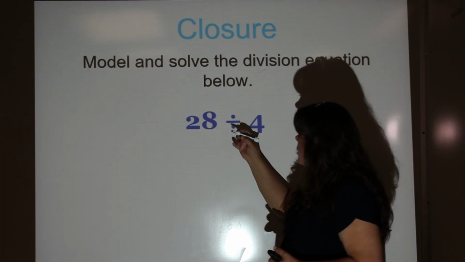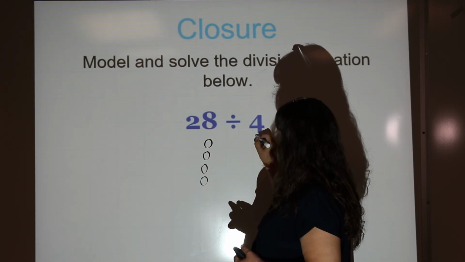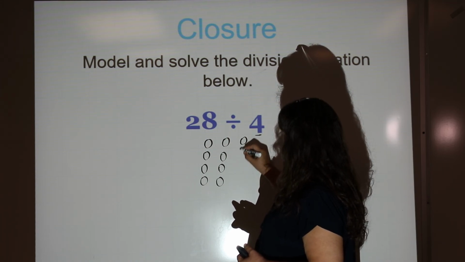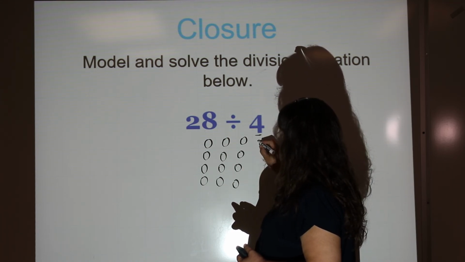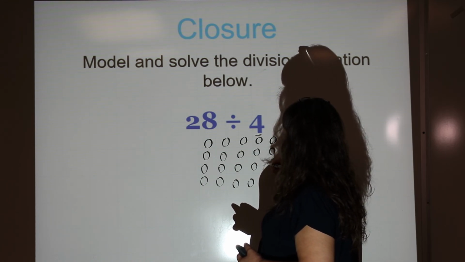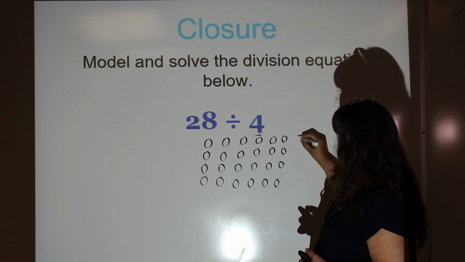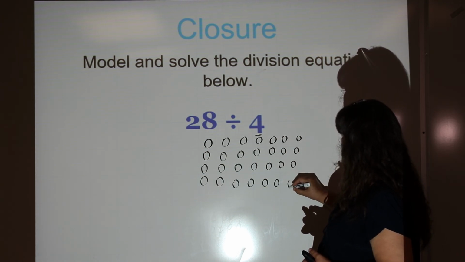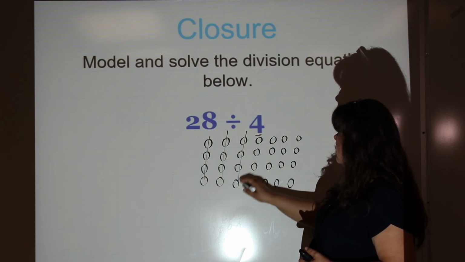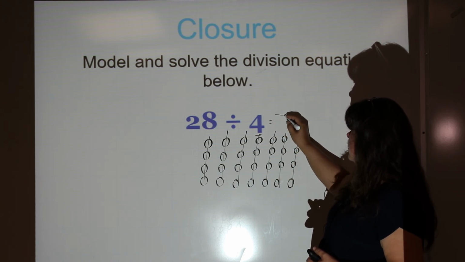Okay, so we could do reverse arrays first and do 1, 2, 3, 4. I'm taking this number. 5, 6, 7, 8, 9, 10, 11, 12, 13, 14, 15, 16, 17, 18, 19, 20, 21, 22, 23, 24, 25, 26, 27, 28. How many columns do I have? 1, 2, 3, 4, 5, 6, 7.